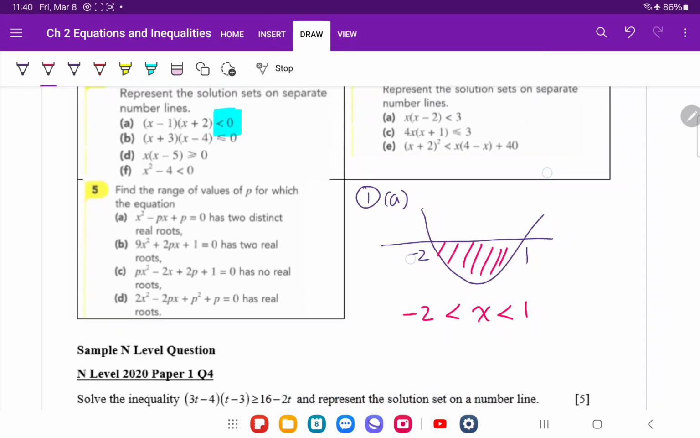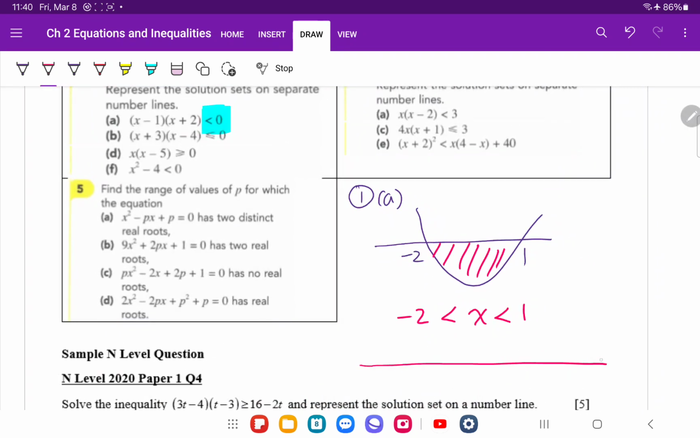But of course, the question also wants you, at the final step, to write it on a combined number line. Write down -2, write down 1, put 2 circles above and connect. That's it. That's all I need to see for question 1A.